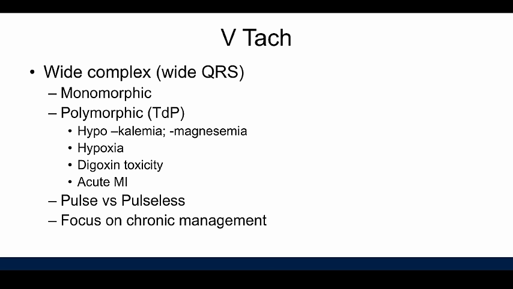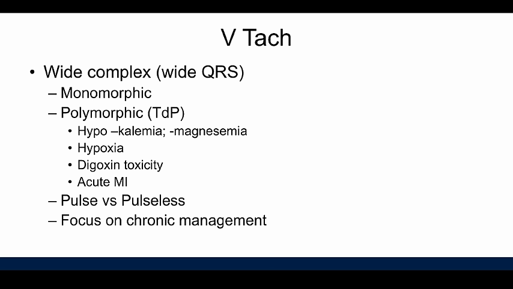So what I mean by that is, let's look at polymorphic VTach. So monomorphic VTach is what I showed you on the monitor. Polymorphic VTach, also known as torsades de pointes, is oftentimes caused by an acute event, such as hypokalemia, severe hypomagnesemia, or a hypoxic injury. Drug toxicities like digoxin can also be a cause of polymorphic VTach or torsades, sometimes acute MI.